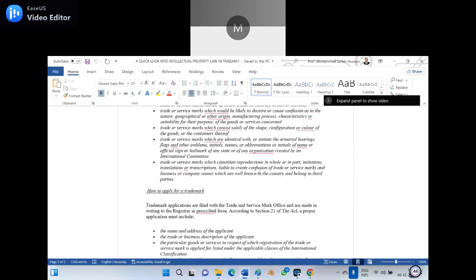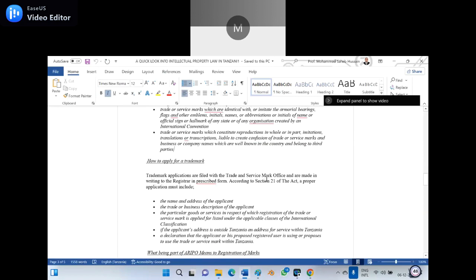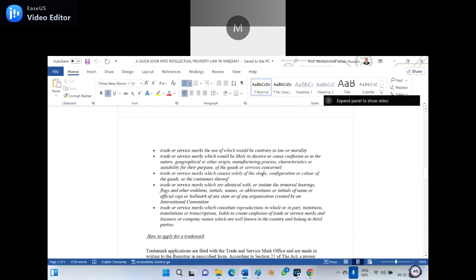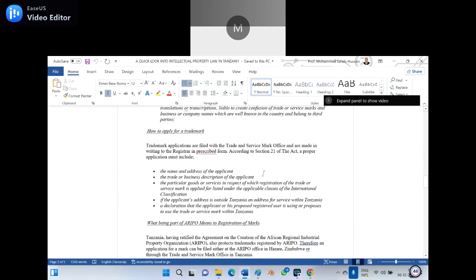And the last bullet says trade or service marks which constitute a reproduction in whole or in part, imitations, translations or transcriptions liable to create confusion with a trade or service mark and business or company names which are well known in the country and belong to third parties. In such cases also there would be a restriction. The wording here is registrability: it cannot be registered when those bullets are attracted.